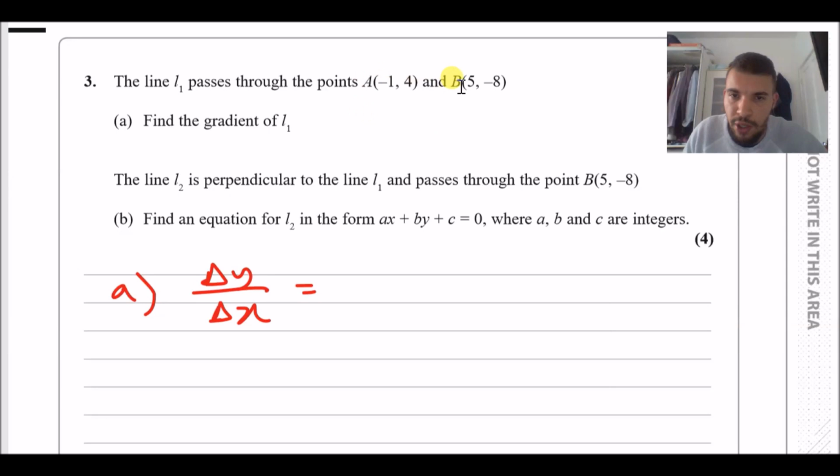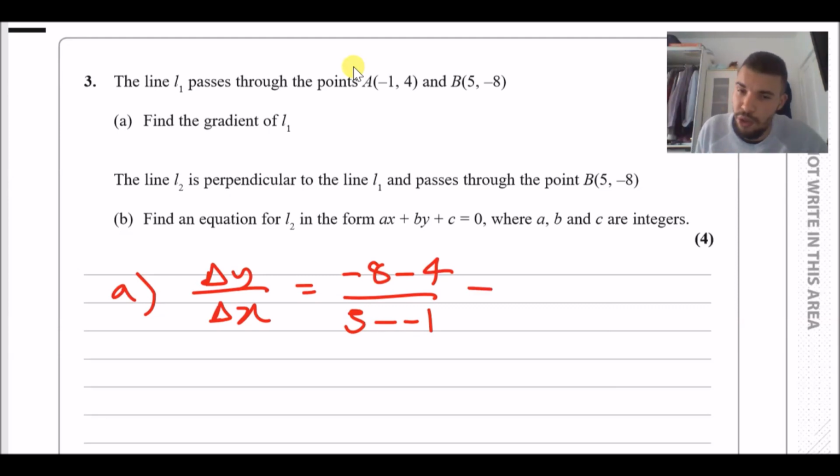So what I'll do is find the difference between B and A. The difference in the y would be minus 8 take away 4, over the change in x, 5 take away minus 1. So 5 minus minus 1. Now, I wouldn't bother working it out in our heads. You might as well just put this in your calculator, and when you do, you get a perfect result of minus 2. And that's it, that's our gradient, minus 2.